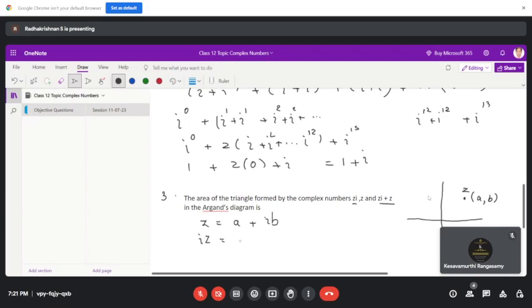Minus b plus ia, sir. Very good. Minus b plus ia. Okay. So we have to go b here, minus b plus ia, somewhere here. Okay. So this is your minus b comma a. And this point is your iz. Right. So what is the third point? z plus iz. So what is z plus iz? a minus b plus i of b plus a. So a minus b and i of a plus b.